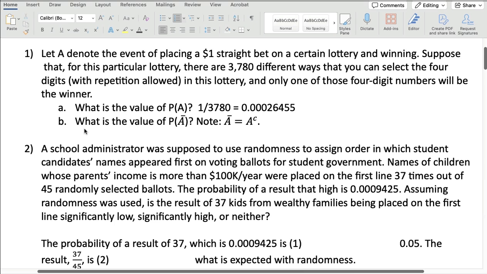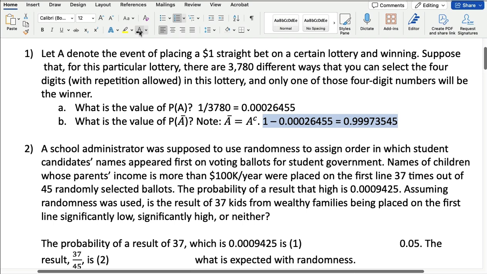The second part of the question says, what is the value of the probability of A complement? That's the symbol for A complement. So basically, the probability of losing. The opposite of winning is losing. So what is the probability of losing this lottery?